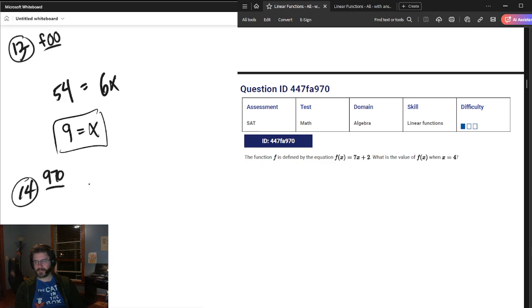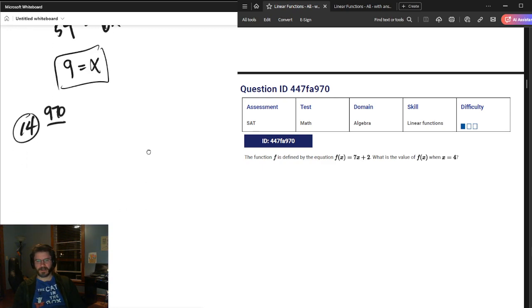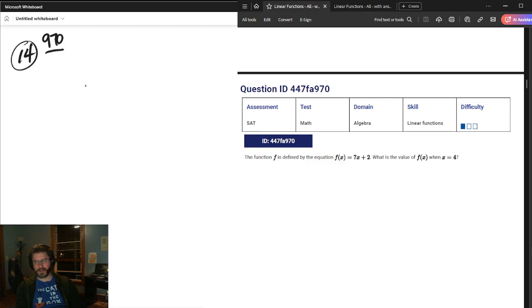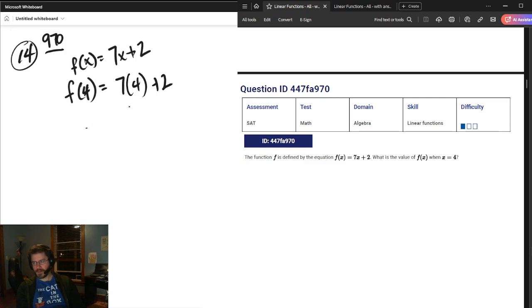970 is the ending. Similar kind of thing here, just some algebra. F of x when x is 4. Remember, when x is 4, that replaces all of the x's. So f of 4 is equal to 7 times 4 plus 2, because we have f of x equals 7x plus 2. Wherever you see an x, you replace it with a 4. So f of 4 is 28 plus 2, which is 30.